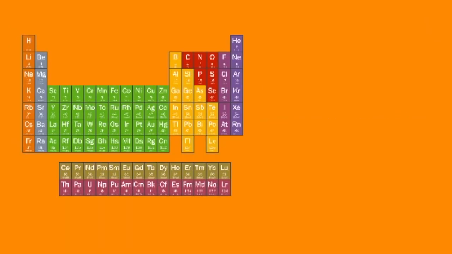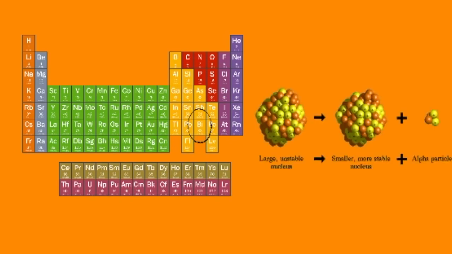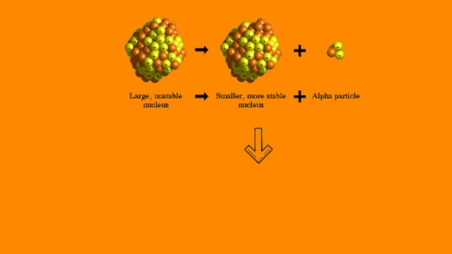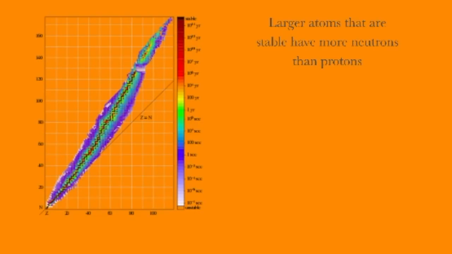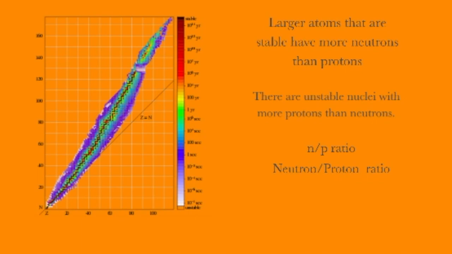Atoms with more than 83 protons are unstable and will decay, emitting alpha particles. Lower mass nuclei that are stable have approximately equal numbers of protons and neutrons. The larger mass nuclei that are stable have more neutrons than protons. There are no stable nuclei with more protons than neutrons. The isotopes of elements that are radioactive have a lower neutron to proton ratio than a stable nucleus.